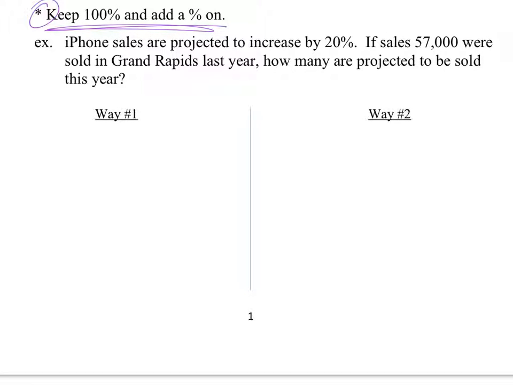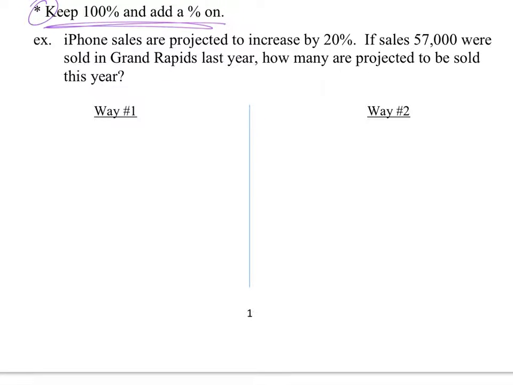So iPhone sales are projected to increase by 20%. If you're watching the news at all, it's actually going down. But iPhone sales are projected to increase by 20%. If 57,000 were sold in Grand Rapids last year, how many are projected to be sold this year? So we have 2 ways of doing it.